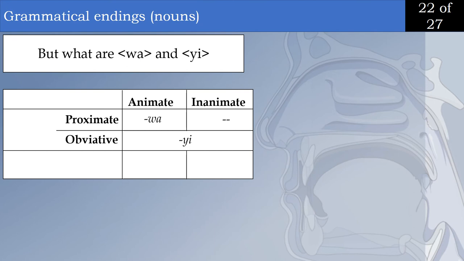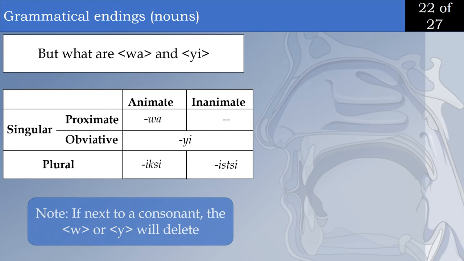The other way that Blackfoot divides up nouns is between singular and plural. If an animate noun is plural, whether it's in proximate or obviative, subject or object for our purposes here, it'll take the -ex ending. An inanimate noun that is plural, instead of taking -yi, will take the -ists ending. One thing to note about using these endings, especially with the -wa and the -yi, if you tried to add them to a noun that ends in a consonant, we'll delete the W or the Y, leaving just the vowel.